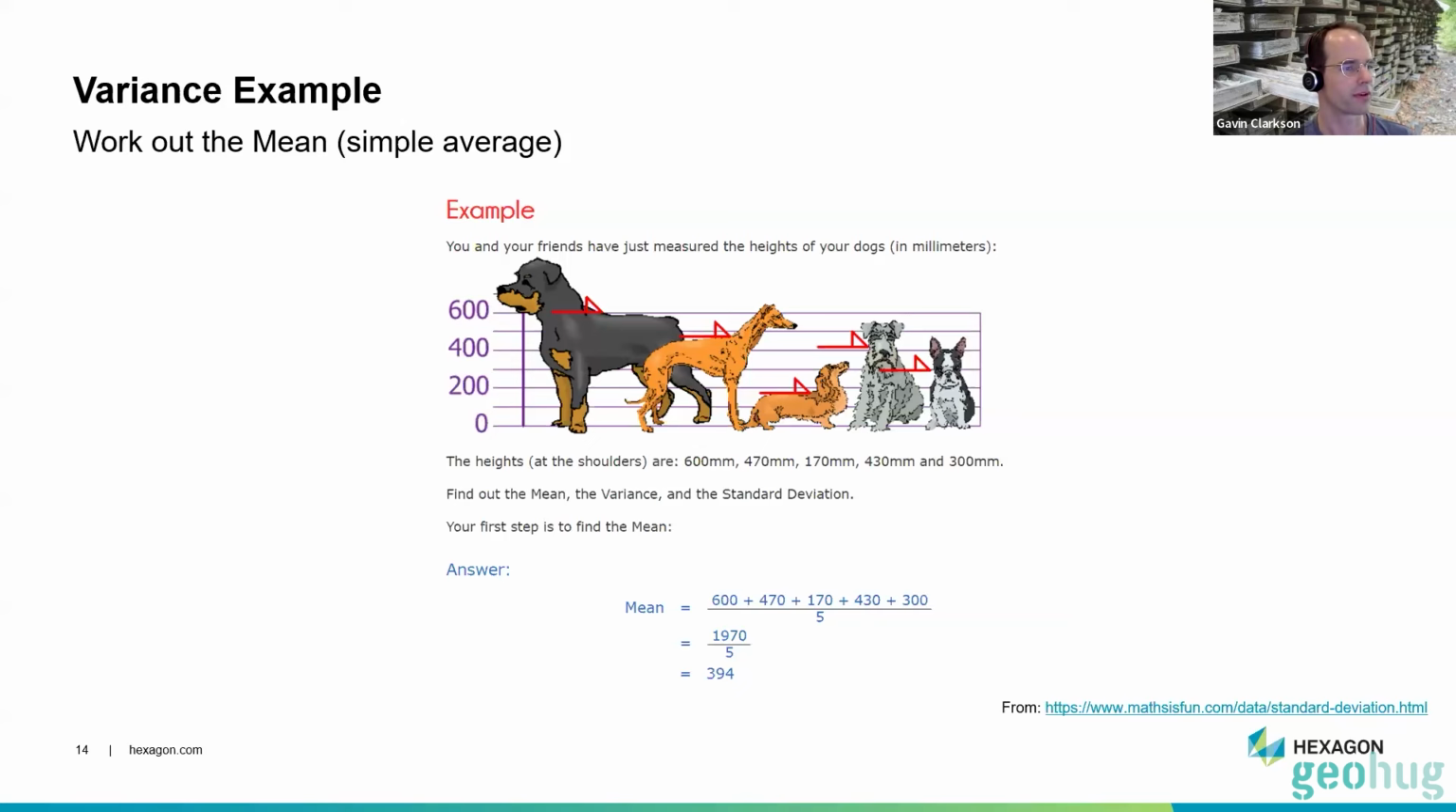So we've got our data series, which is 5 dogs, and we've measured the height of these 5 dogs. We have 5 data points, and we have 5 dog heights. And we've measured each of their shoulders, and those are the values there. So to get the average squared difference from the mean, we need to get the average first. And the average is just, you probably remember, the sum of all the values divided by the number of values. So the sum of all of their shoulder heights divided by the number of dogs, and this is your mean.